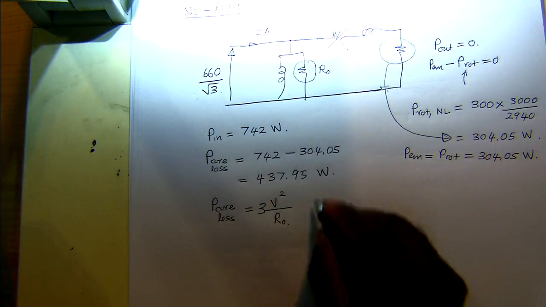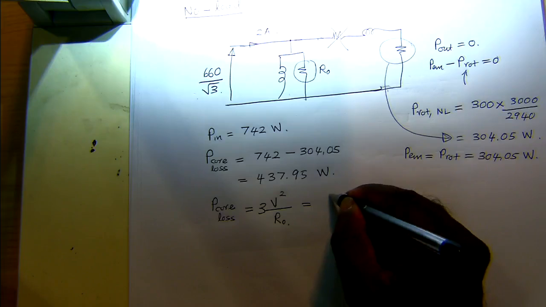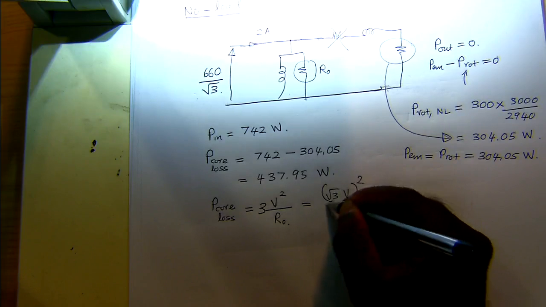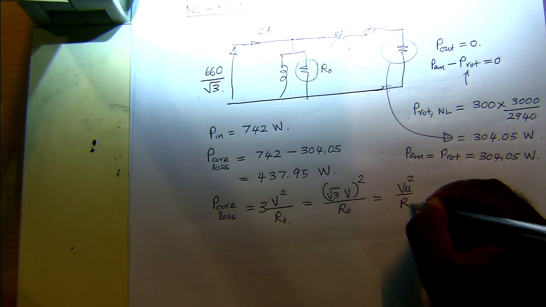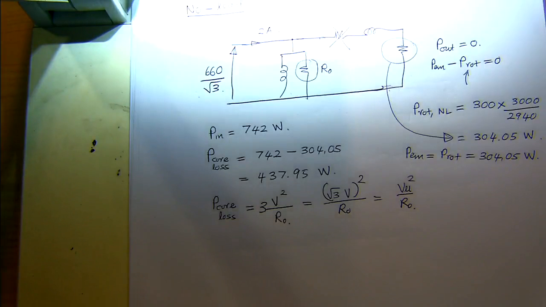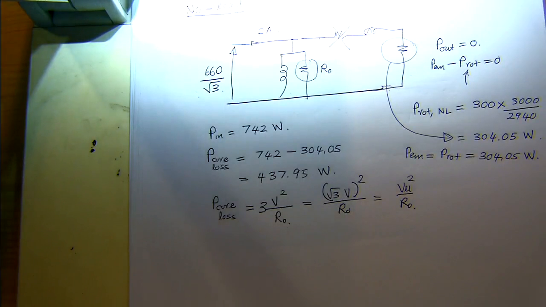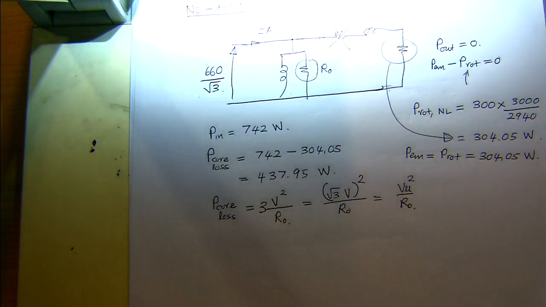So if it's star connected, you can also simplify this to be, let's say, root 3 times V squared over R naught, and then you can write this as just V line to line squared over R naught as well. The term within this bracket is just the line to line voltage. But if it's delta connected, you'll have 3 times this, because it's the line to line voltage that you put in here, so it doesn't simplify that.